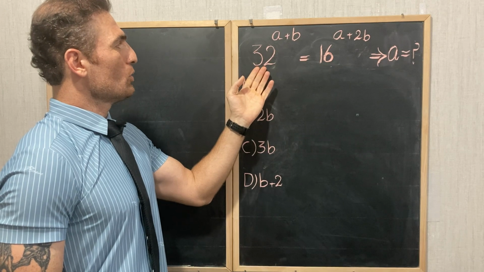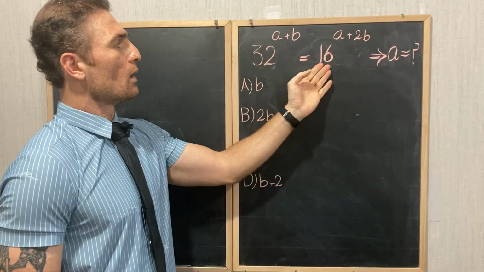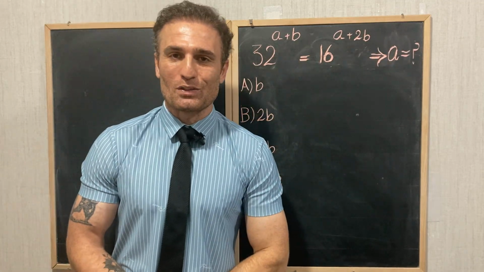If 32 to the power of a plus b equals 16 to the power of a plus 2b, find the value of a.